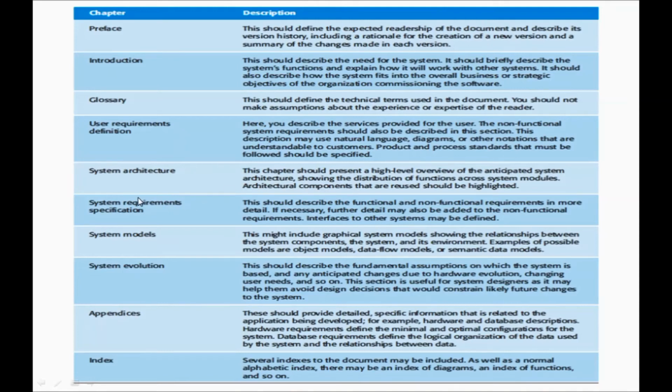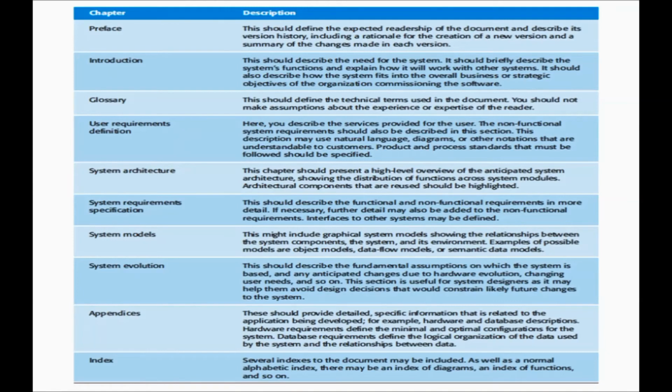Next, system requirements specification. What is this? This should describe the functional and non-functional requirements in more detail. I told you, in user requirement definition also there will be data related to functional and non-functional requirements, but in system requirement specification, they are described in a more detailed way. If necessary, further detail may also be added to the non-functional requirements. Getting, guys? More details related to functional and non-functional requirements will be there in the system requirement specification.